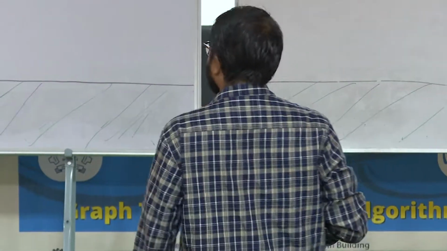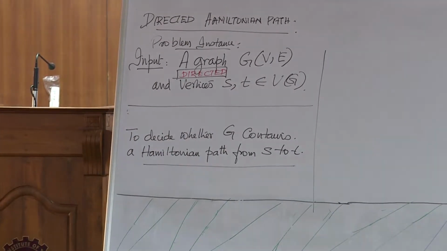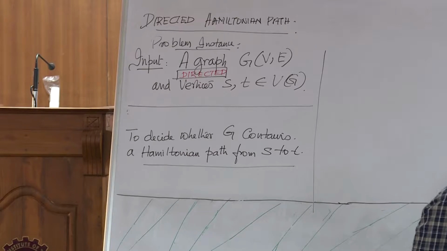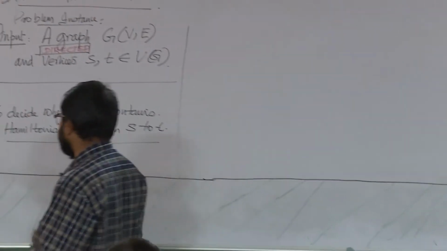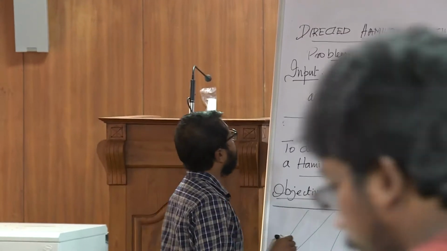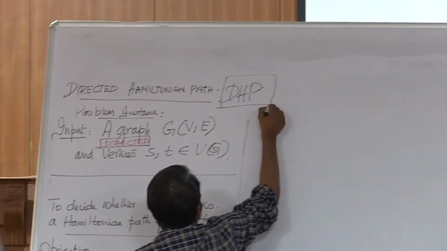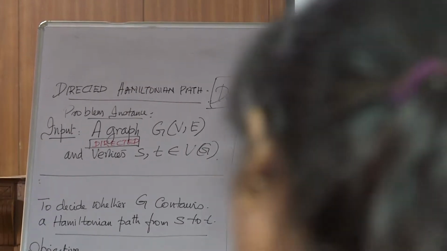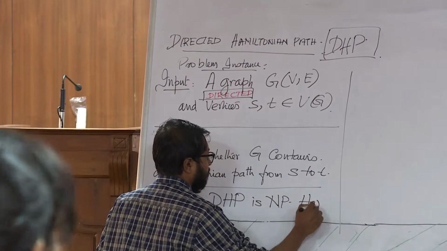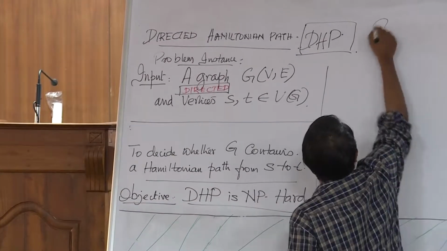Okay. So I am not going to write down the problem formally because I assume that we have seen Hamiltonian. So what are we supposed to do? Our objective is to show that this problem, called directed Hamiltonian path problem, DHP, is NP hard. And I leave it as an exercise to show that DHP is in NP.